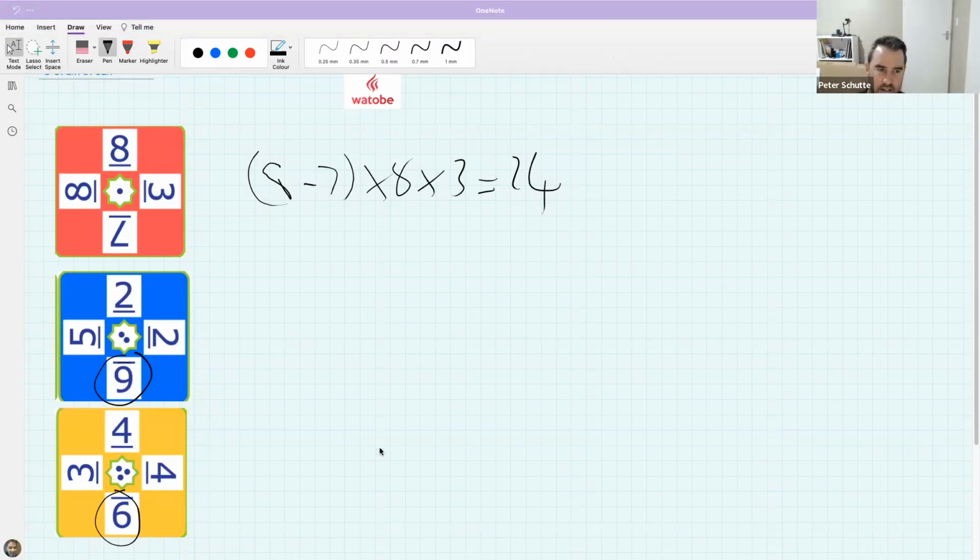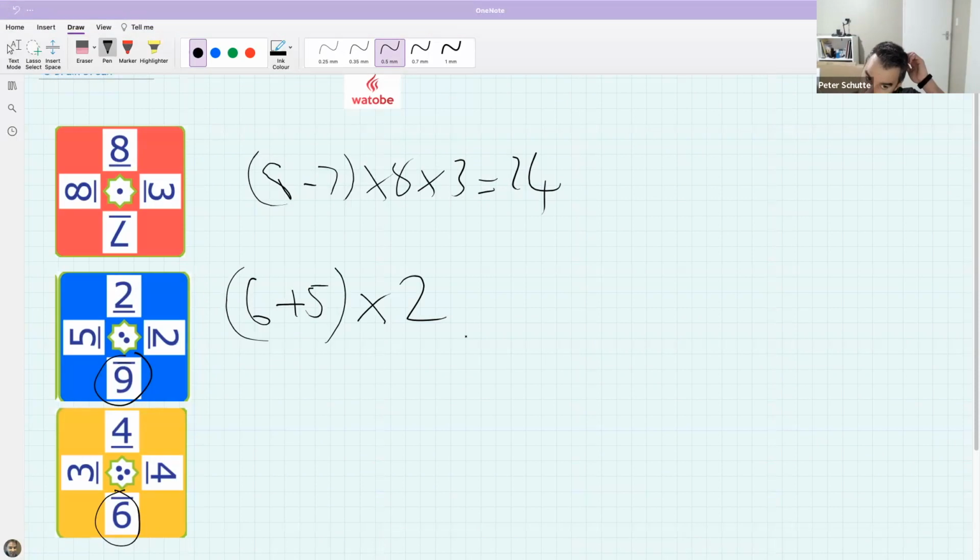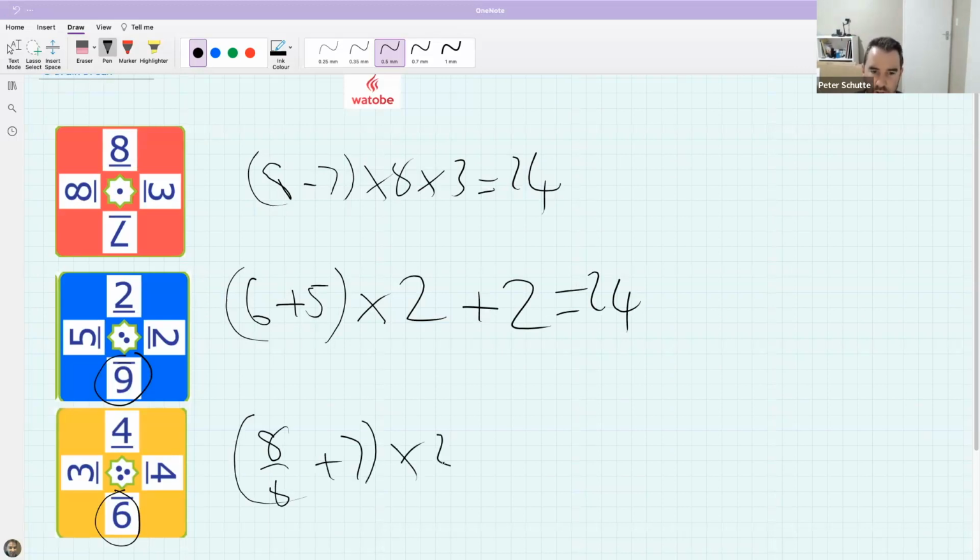So Andile has said 6 plus 5 is 11. See where you're going with this. 11 times 2 is 22, and then plus another 2 is 24. And then red, 8 divided by 8 is 1. 1 plus 7 is that, and then times, oh, that's for the red one. Yeah, I agree, Akanele. That isn't a good way.